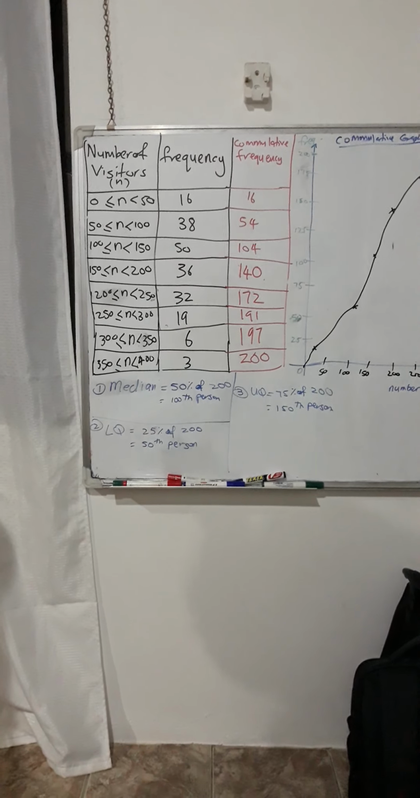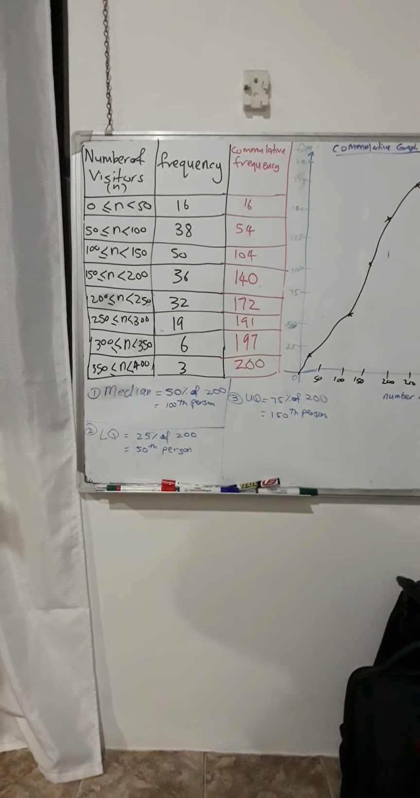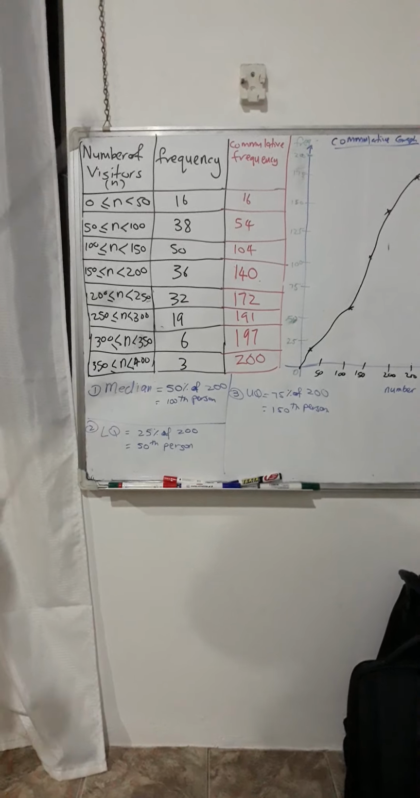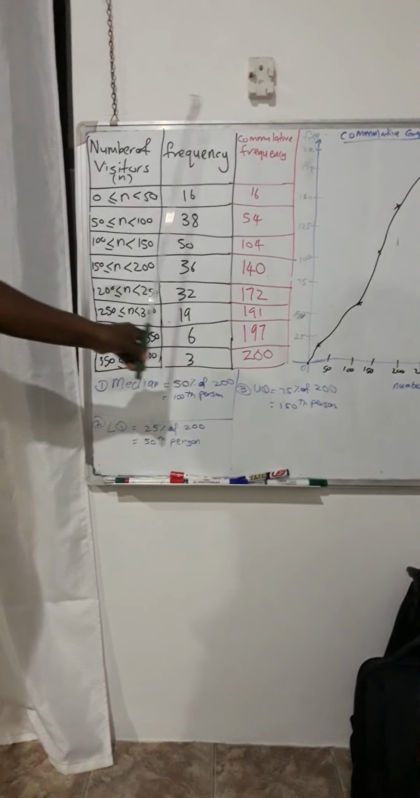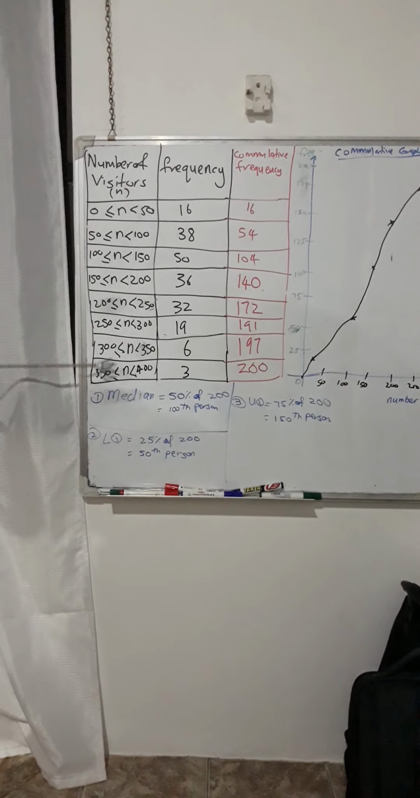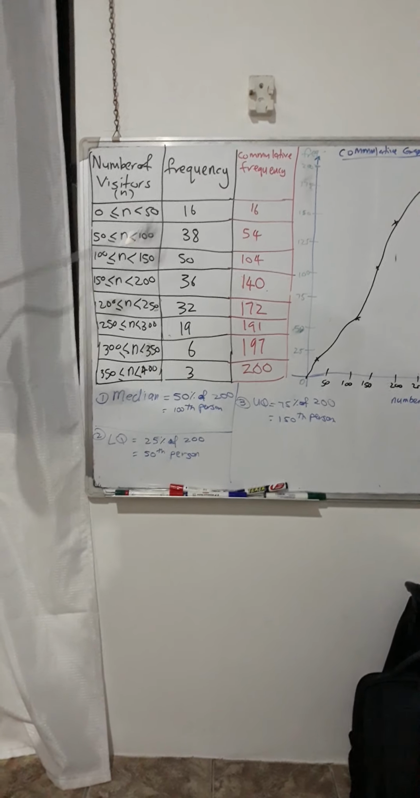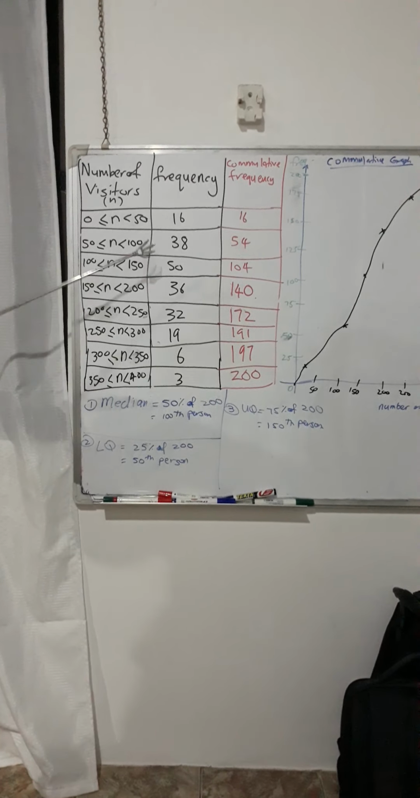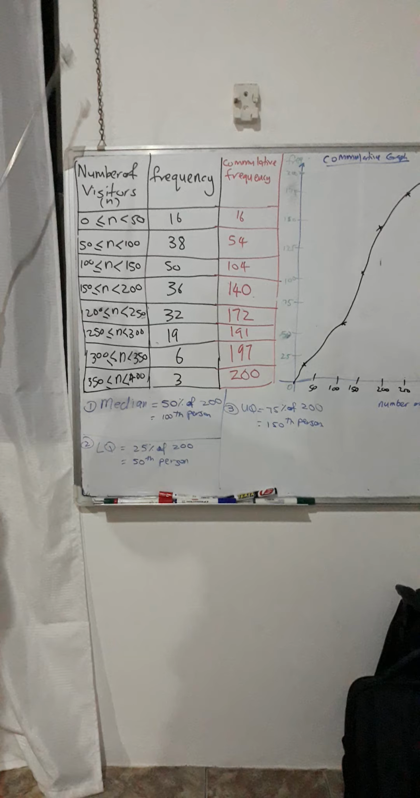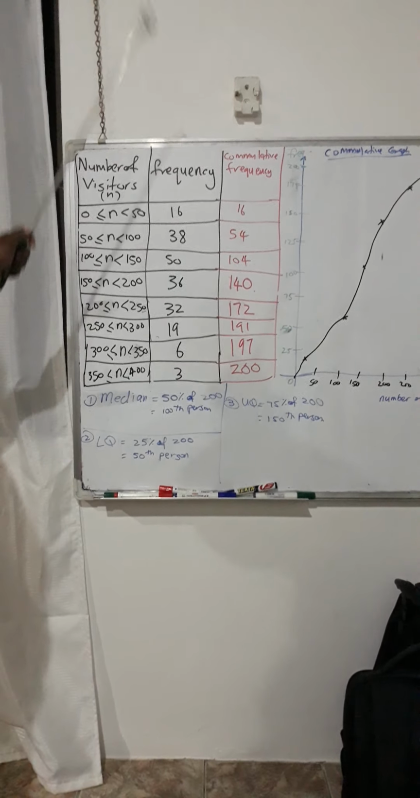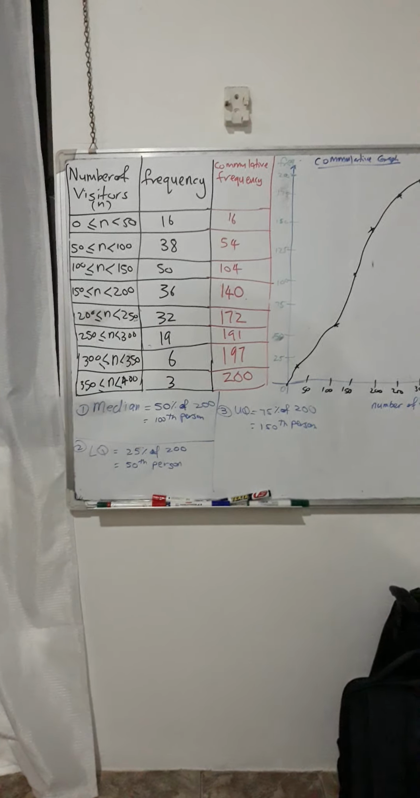Hello DP1. Today we are going to look at a cumulative frequency graph. Normally your data is given in this region. Only the data is given for continuous data, and the frequency is given. So we will need an extra column for cumulative frequency to draw a cumulative frequency graph.